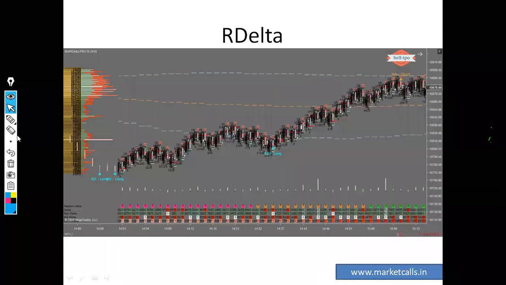Over here, there are a couple of RD longs coming in over here, and one over here, and finally it ends up with an RD short over here, right?